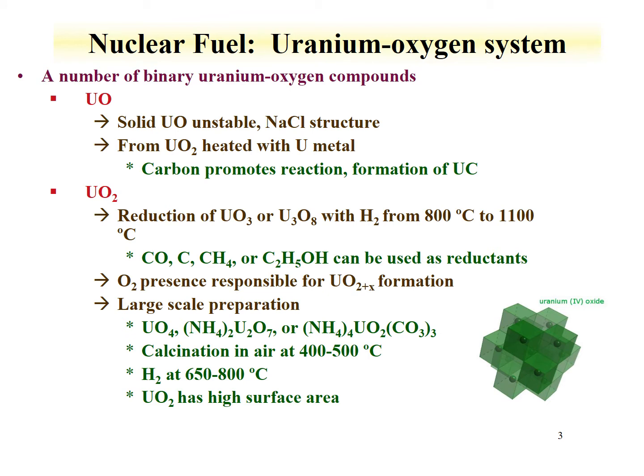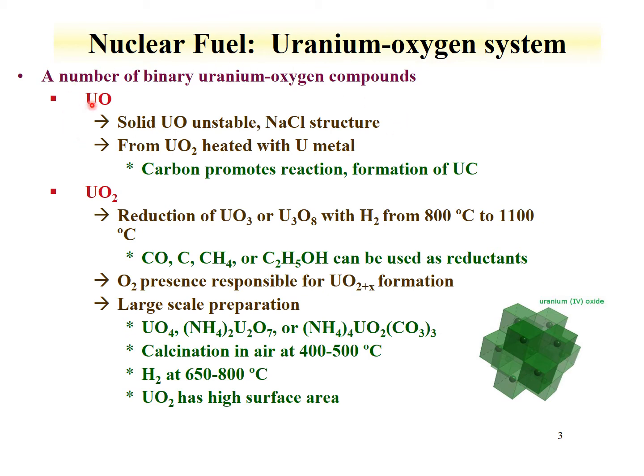In the nuclear fuel cycle, the uranium-oxygen system is of primary importance. This is due to the fact that, one, the main fuel is UO2, and secondly, that the oxides are intermediate species in the formation of other chemical forms of uranium in the fuel cycle. So let's review some of the uranium oxide species that are present.